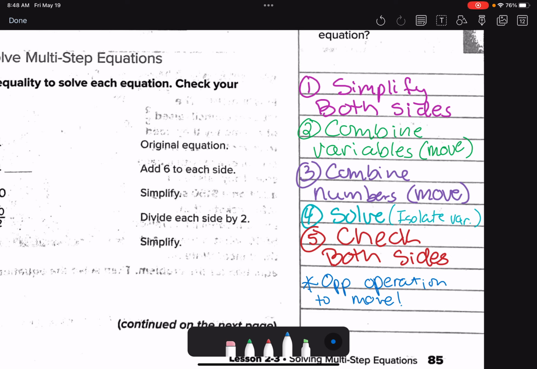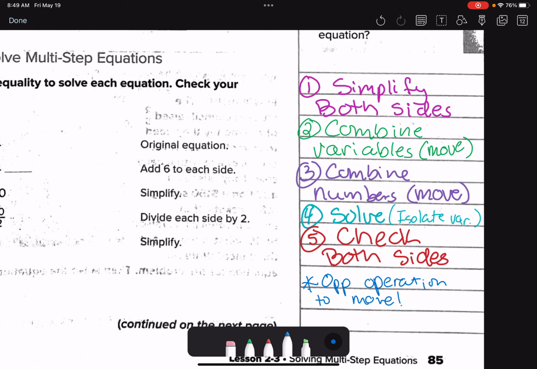Step number 1, simplify both sides. Simplify until you can't simplify anymore on the left, and then do it to the right. Step number 2, combine variables. In other words, move them together. This happens when you have a variable on the left and the right side of the equal sign. At that point, you need to pick a side to move. Step number 3, combine the numbers, move them towards each other, and that will depend on where the variable is. So if the variable is on the left, move those numbers to the right.